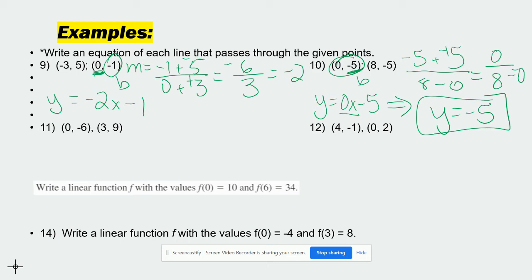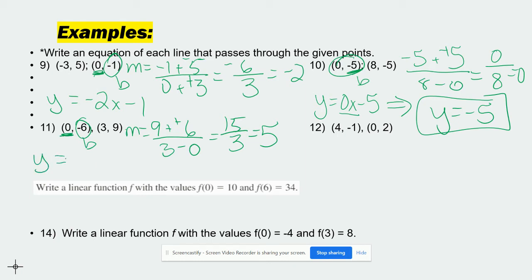For number 11, we have 9 minus negative 6 over 3 minus 0. Add the opposite. 9 plus 6 is 15. 3 minus 0 is 3. 15 over 3 is 5. Here's our ordered pair with the 0, meaning our b is at negative 6. So we have y is equal to 5x minus 6.